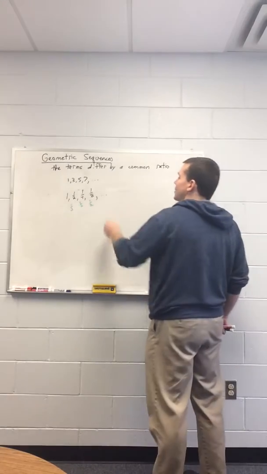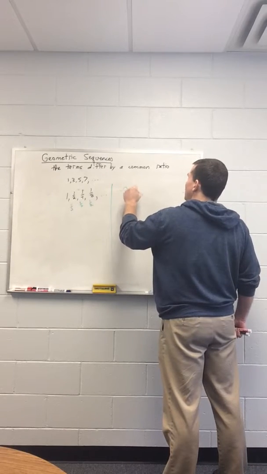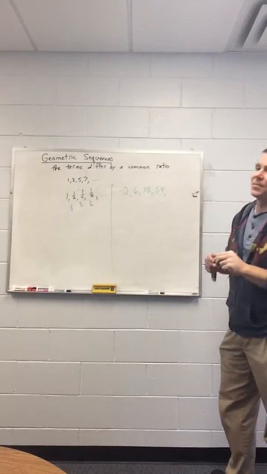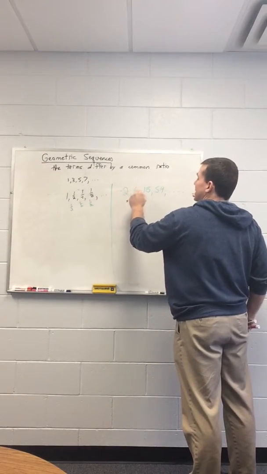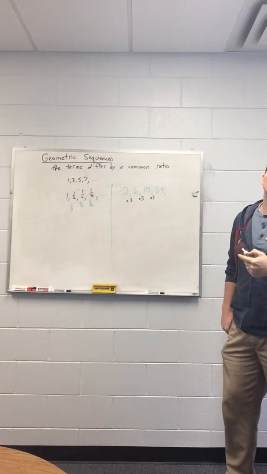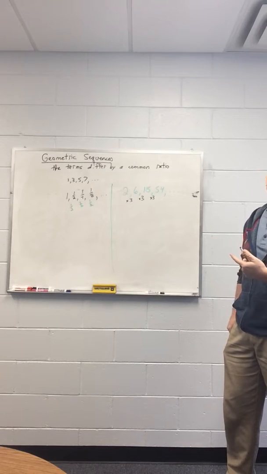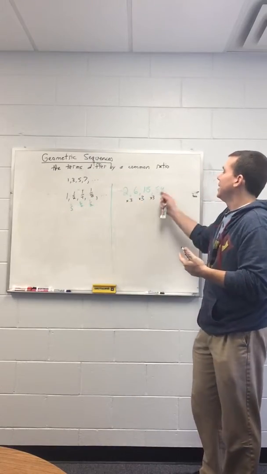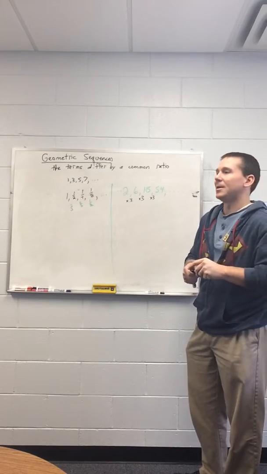Keep in mind, there are lots of ways you can do this. You could have the sequence 2, 6, 18, 54, and so on. In this case, 2 times 3 is 6, 6 times 3 is 18, 18 times 3 is 54. So you're multiplying by 3, so your ratio is 3, and it's geometric. When we say ratio, we don't just mean a fraction less than 1. It can be anything. As long as you're multiplying by the same amount each time, it's geometric.